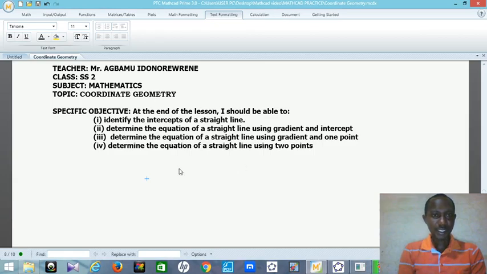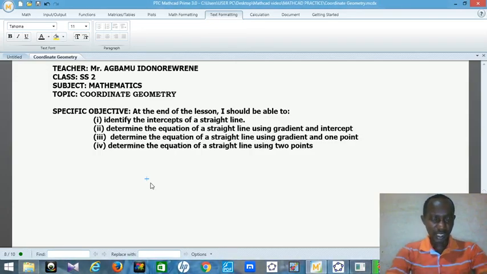Alright, let's see what we have to do today. If you recall our last class, we treated gradient, and we said gradient is increase in y divided by increase in x. What we mean by that is we are looking at the changes that take place in y. How does y change from y1 to y2, then divided by x1 to x2. That is why we said gradient is equal to y2 minus y1 divided by x2 minus x1. So take note of that. So that was what we did last.